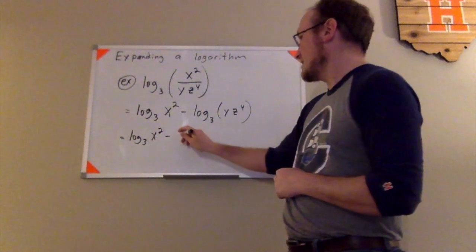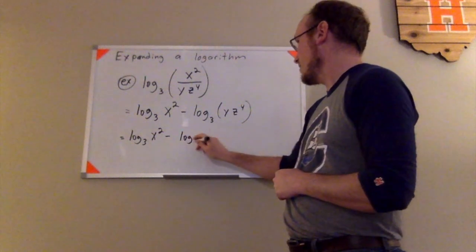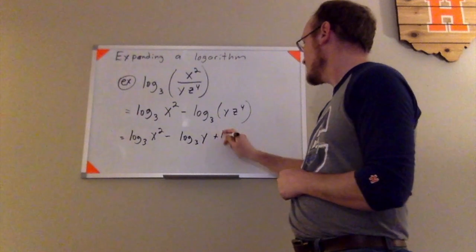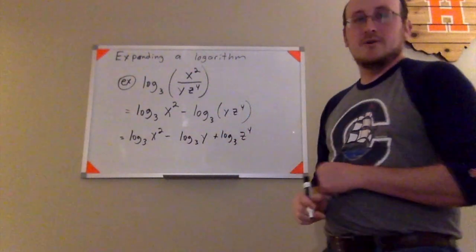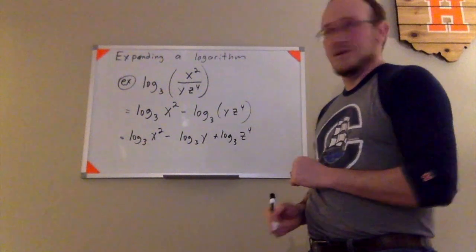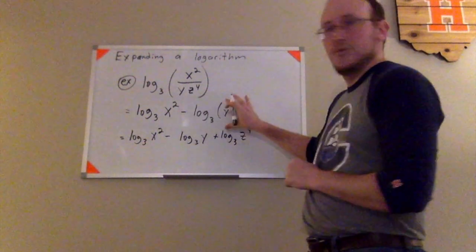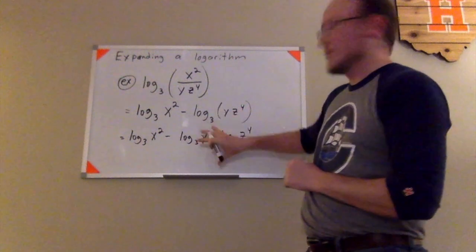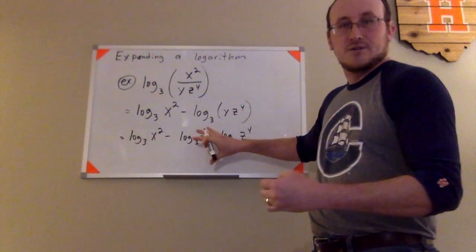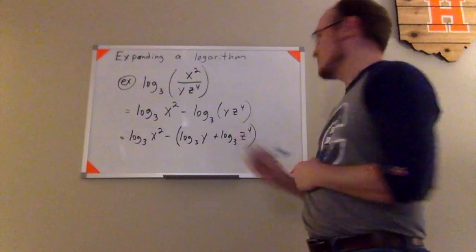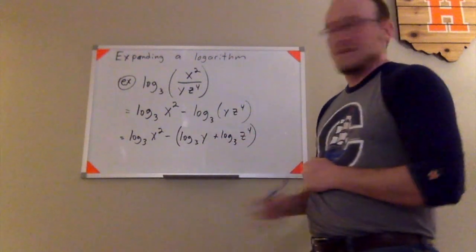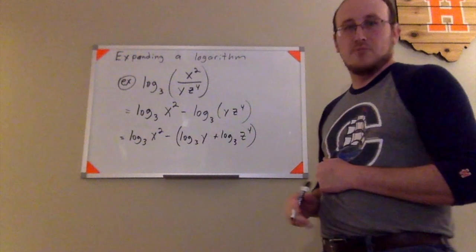They just put that minus sign there and they say, oh, this becomes log base 3 of y plus log base 3 of z to the 4th. Well, not quite the way I wrote it there, because you were subtracting this whole thing. So if this thing just broke into two pieces, you need to make sure that you're still subtracting those two pieces. So technically this would still need to be in parentheses until you distribute the negative into both pieces.